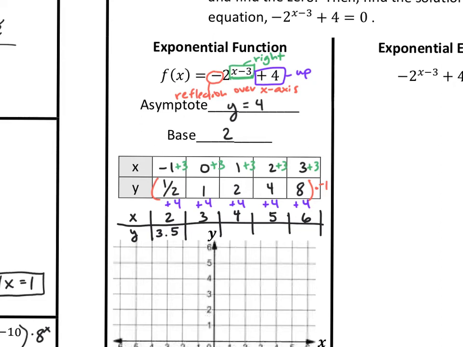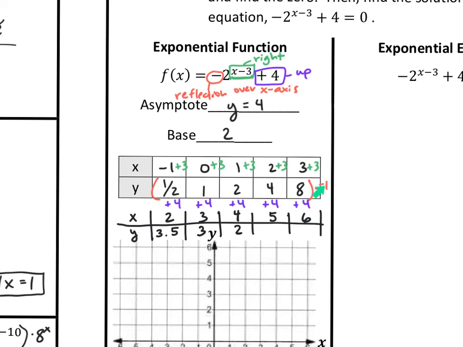Next one, what's -1 times 1? -1. What's -1 plus 4? 3. Next one, what's -1 times 2? -2. What's -2 plus 4? 2. And I hope you're getting the pattern here.